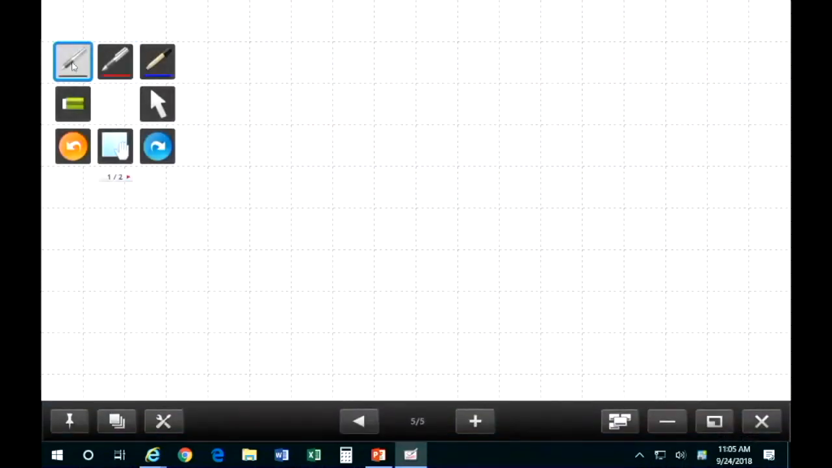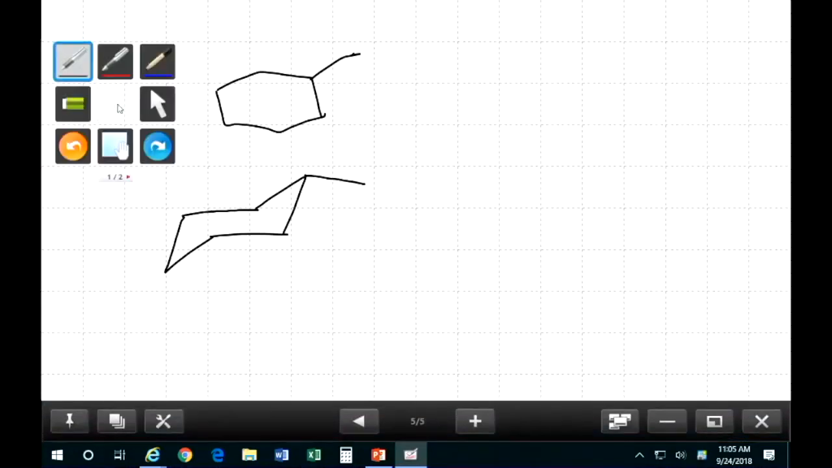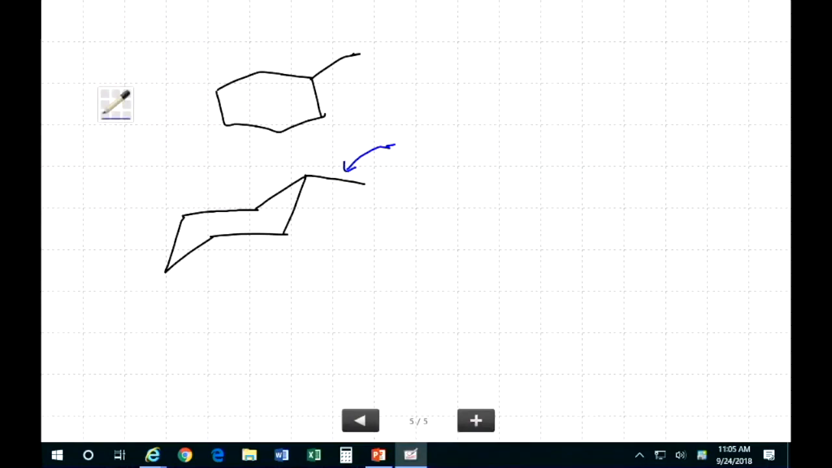Okay, so let's say we have methylcyclohexane. Start out simple. So we draw our chair conformation. We don't have to draw the hydrogens in. They're understood. Some are axial and some are equatorial, so you don't have to actually draw them in. But we do have to draw in our methyl group. So we can start out by drawing our methyl group here. If we draw it like that, this methyl group is equatorial.